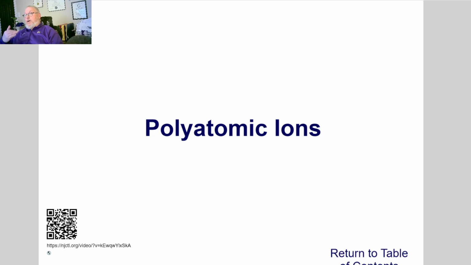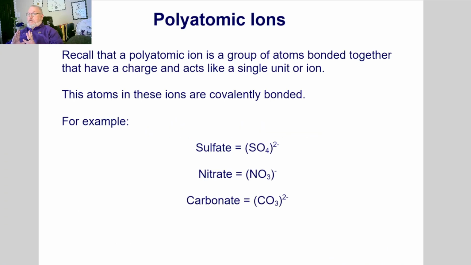Let's start talking about polyatomic ions. And we've already mentioned these, right? We've talked about these with our ionic compounds. These are molecules with a charge. So these polyatomic ions are just a group of atoms that are bonded together and they have a charge. And they act like they're a unit or an ion, alright?